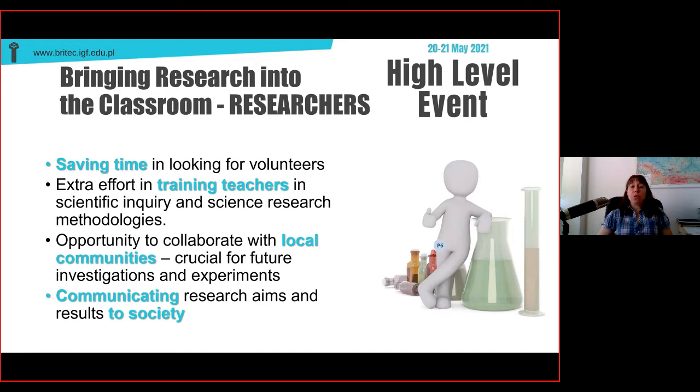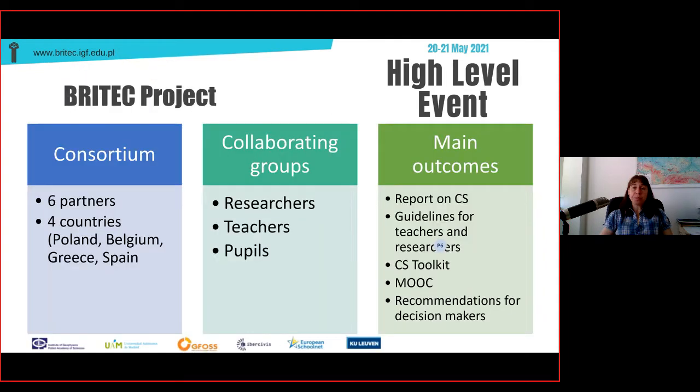This is also a good opportunity to collaborate with local communities, especially if we have schools in various regions of our country. Then by reaching teachers and students, we also reach students' parents, grandparents, friends, etc. So the local community is well informed and interested in scientific research conducted in this region. It's also a way of communicating research, its aims and importance to society.